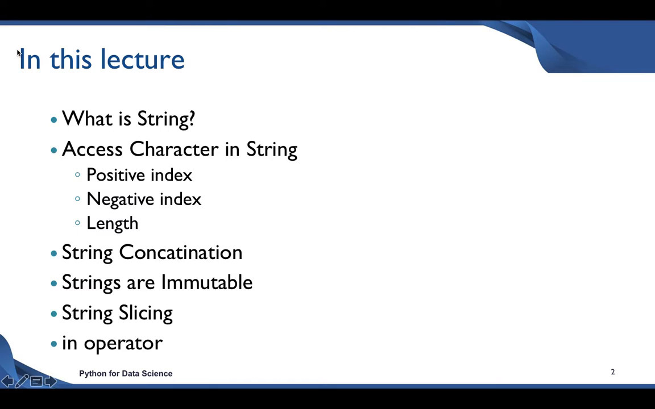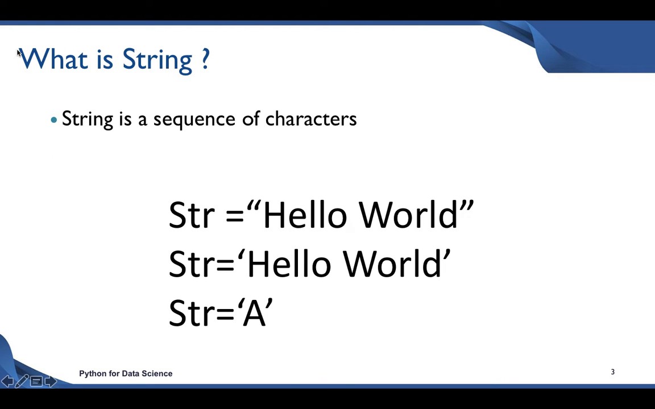Then we'll check why strings are immutable. Earlier we have seen that lists are mutable. We can change the list elements, we can modify them, we can add elements to the list. So does this operation hold true in strings also or not? This we want to see. Then string slicing, and in the last part we'll see the in operator. Right? So what is a string?